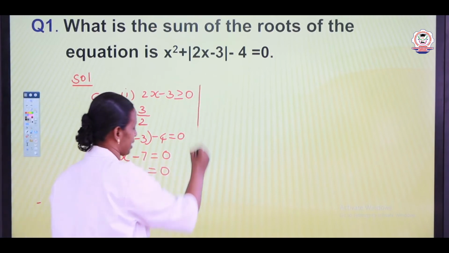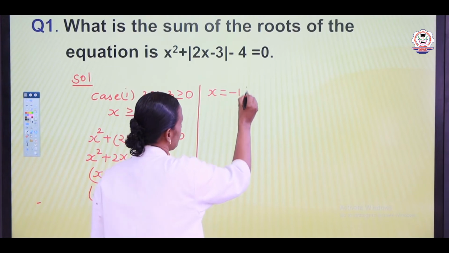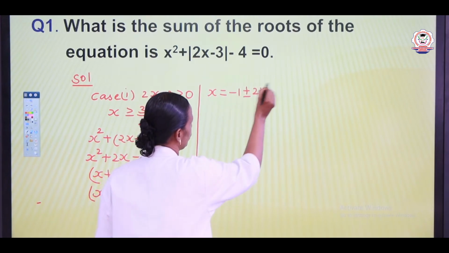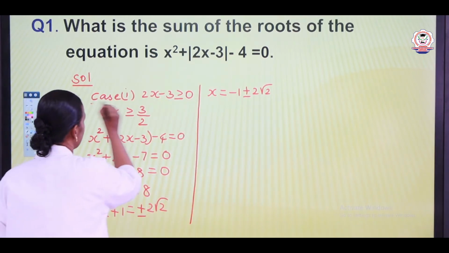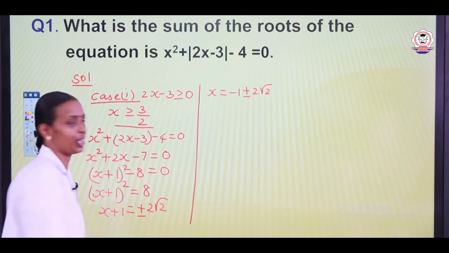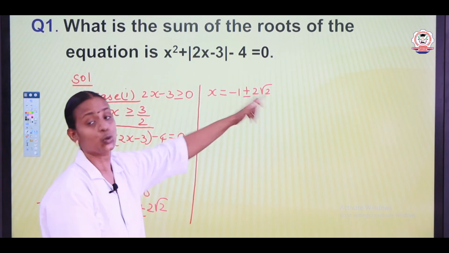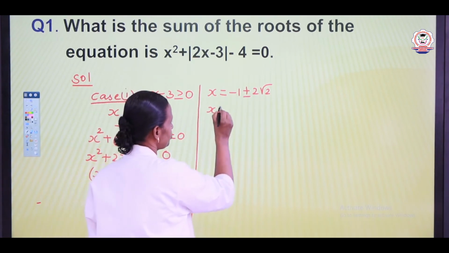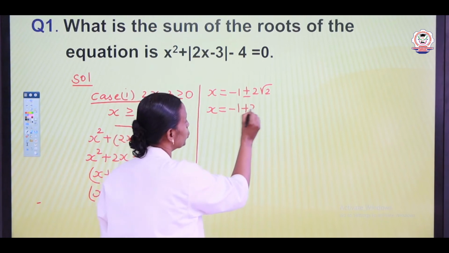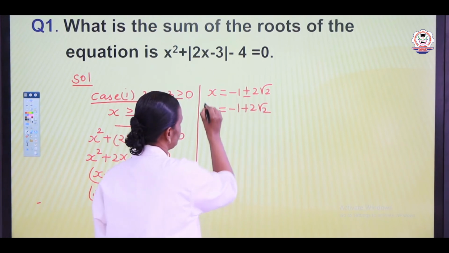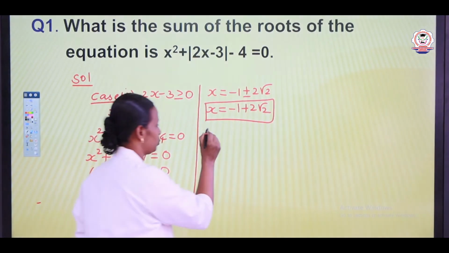So what is the value of x here? x equal to minus 1 plus or minus 2 root 2. Here there are two values, but our case 1 is x greater than or equal to 3 by 2. Therefore, you have to take only the value minus 1 plus 2 root 2. In this case, we are taking the value of x as minus 1 plus 2 root 2. Okay.